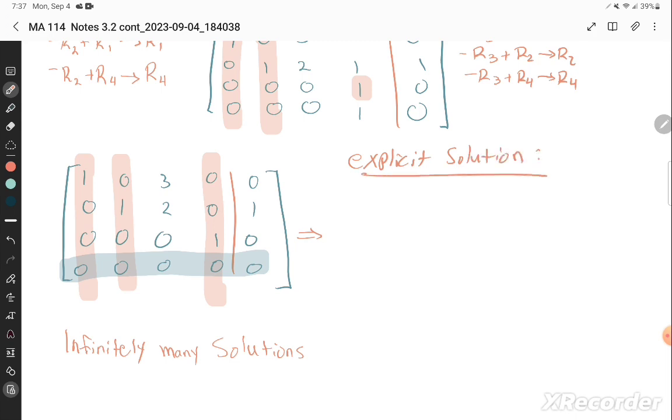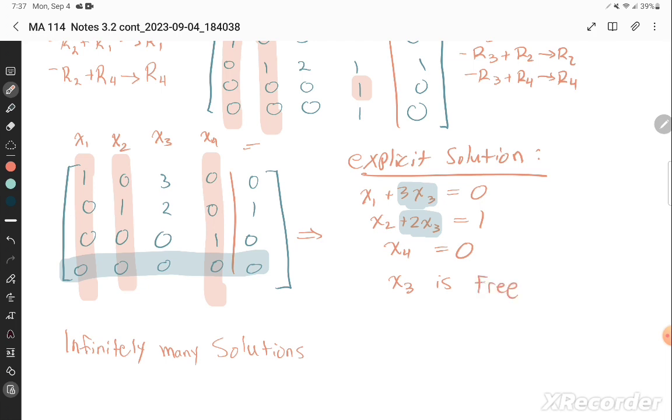Remember, this is going to represent x1, x2, column 3 is x3, column 4 is x4, and this is my equals. So the explicit solution is going to be x1 plus 3x3 is equal to 0. I'm going to get x2 plus 2x3 is equal to 1. And then I'm going to get x4 just equals 0. But notice that these two equations have x3 in common. So x3, because we don't have anything for x3, x3 is my free variable.